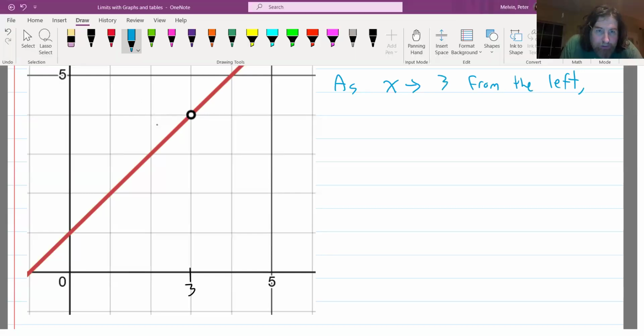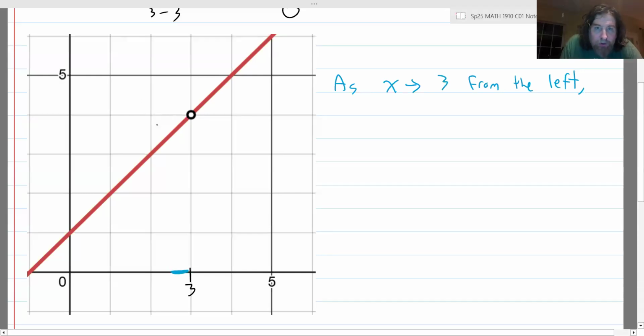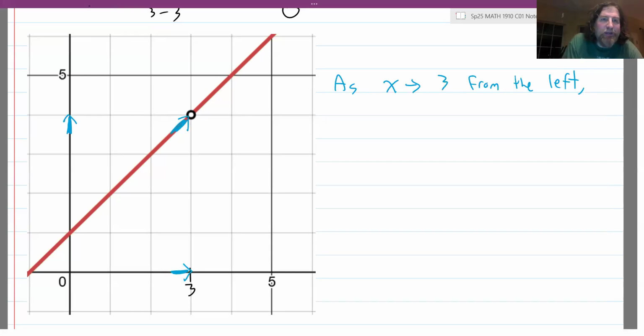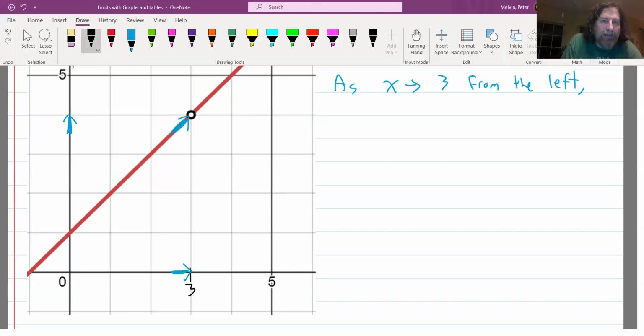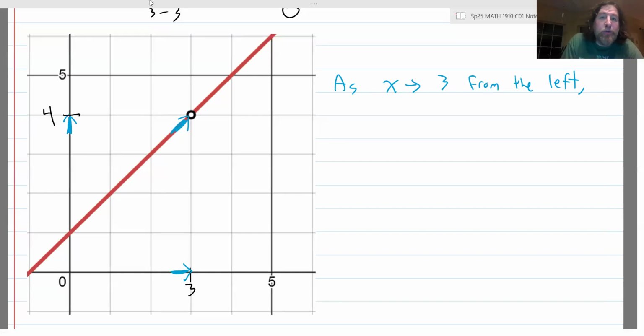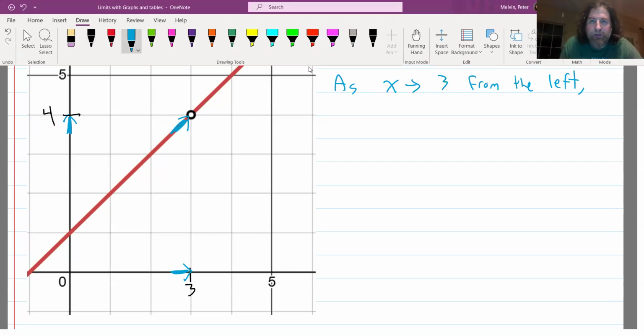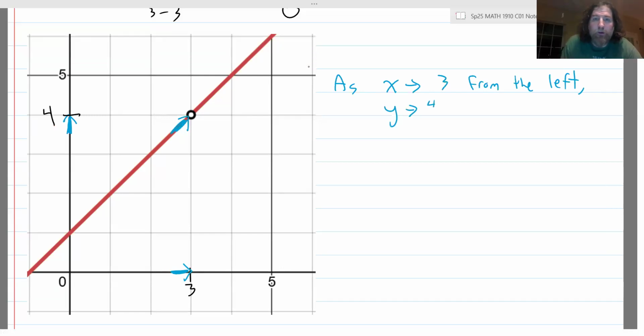And as our x values get closer and closer to 3 from the left side, we can see that those x values correspond to these points on the graph that are approaching this specific point, and that corresponds to specific y values that appear to be approaching a specific y value on the y-axis, namely 4. So as x approaches 3 from the left, y approaches 4.